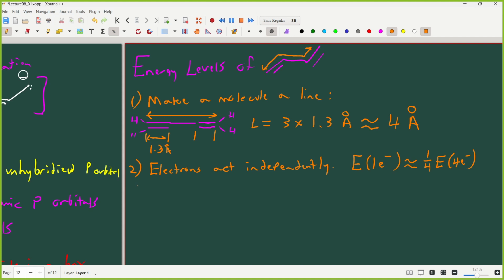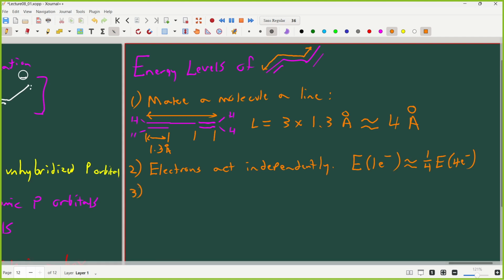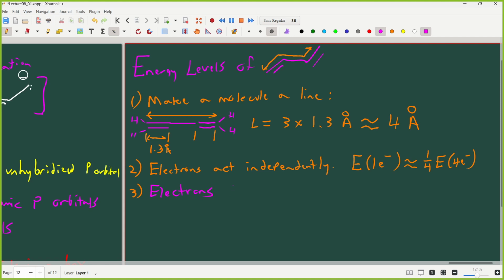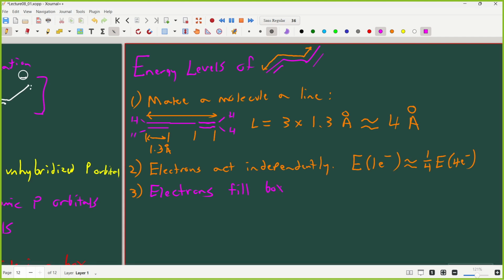And then what we're going to assume is, again, particle in a box, which is the line thing. And we're going to assume electrons fill the box like an atom, which means 2 electrons per energy level only, max.